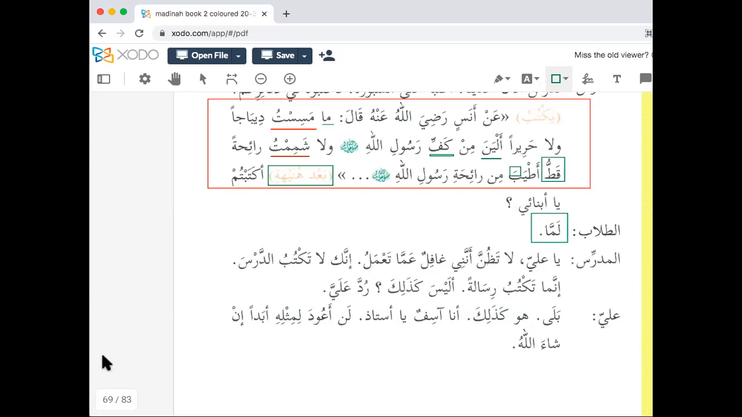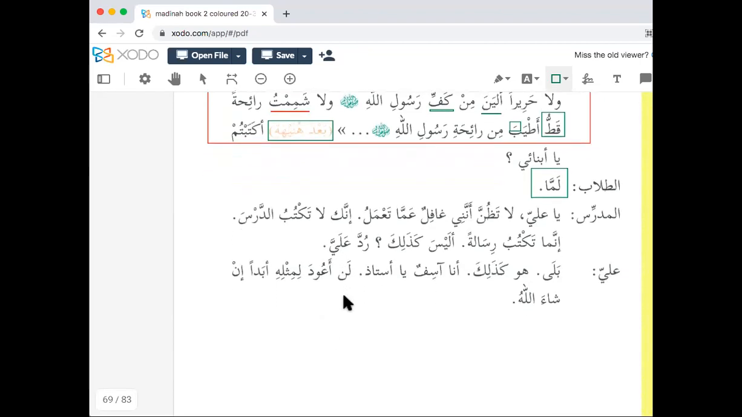And lamma, if I recall, we've already studied it, and lamma is a jazima. It actually turns the fi'l that comes after it into a majzoom. So he could have said, lamma naktub, lamma naktubhu. Tayyib. So we haven't written it yet.